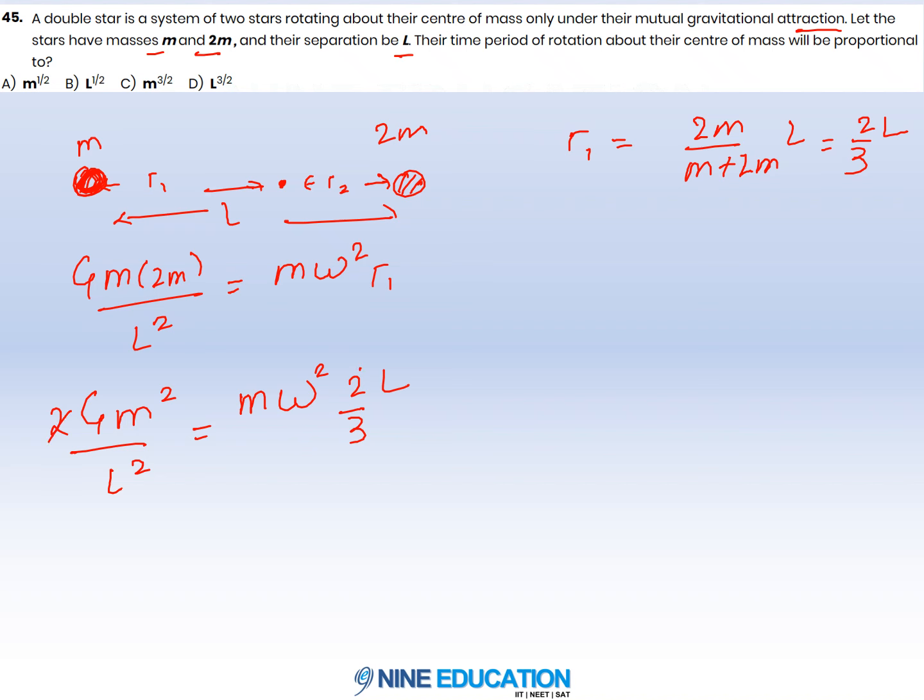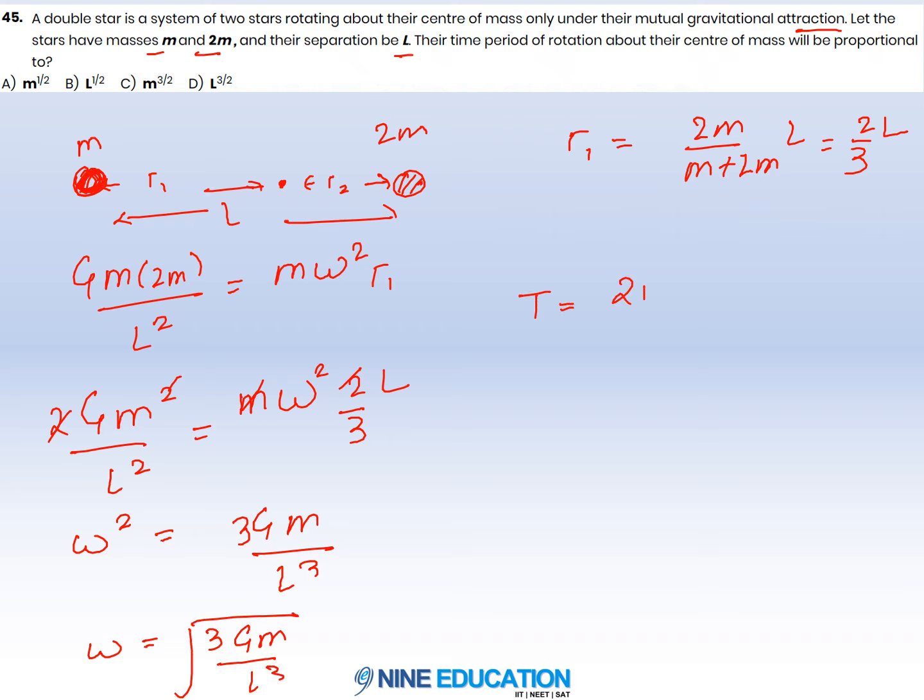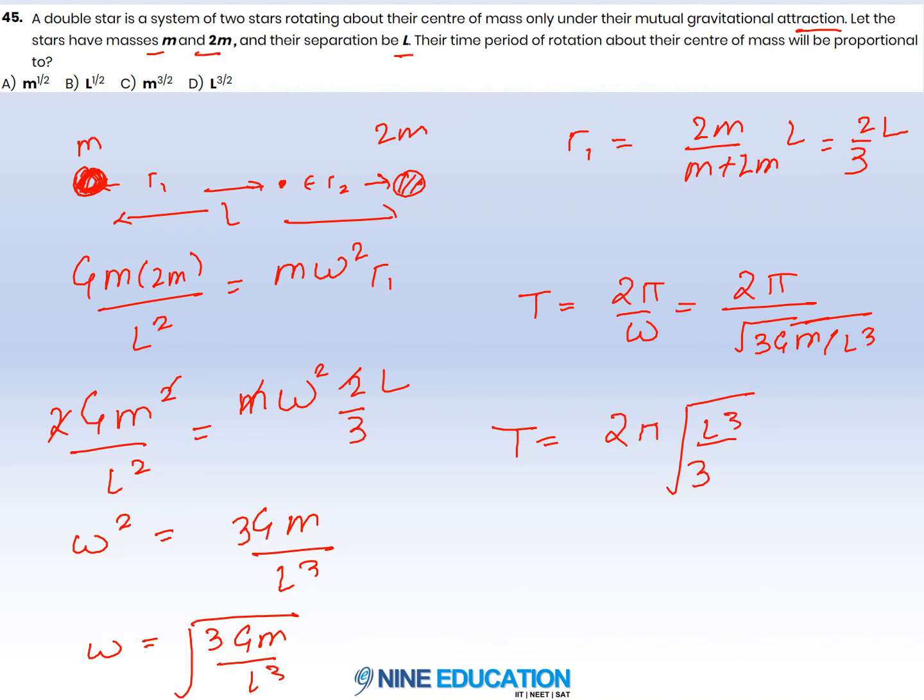So 2 will cancel out, 1 mass will cancel out. So what we are getting? Omega square equals to 3Gm upon L cube. Omega becomes under root 3Gm by L cube. So time period, we know, is 2 pi by omega. So 2 pi upon omega becomes 2 pi under root L cube upon 3Gm.